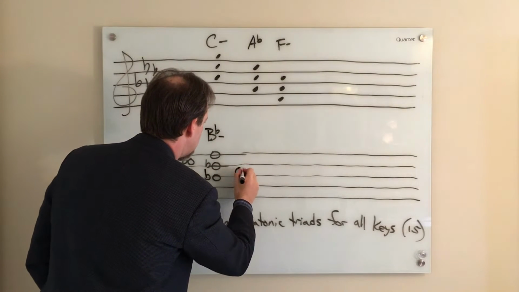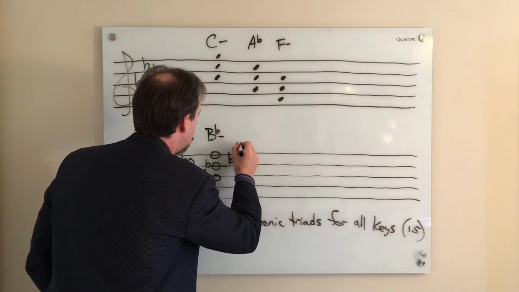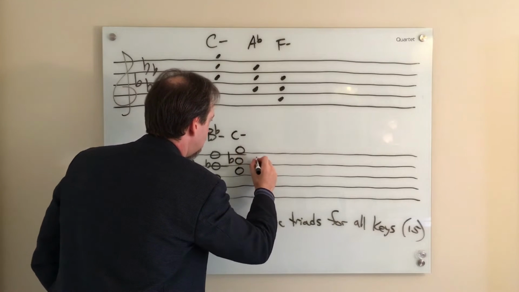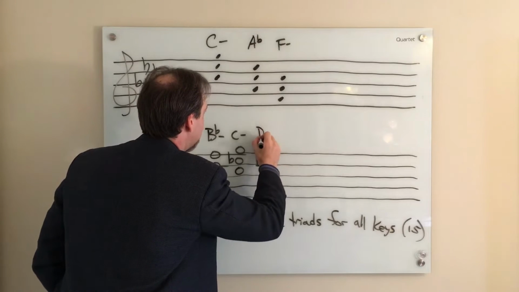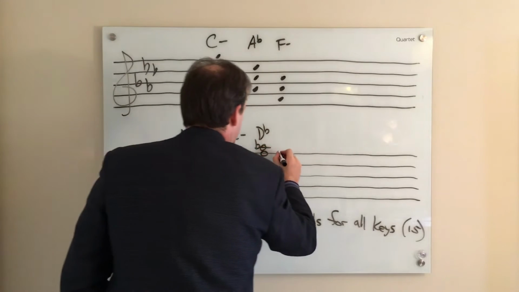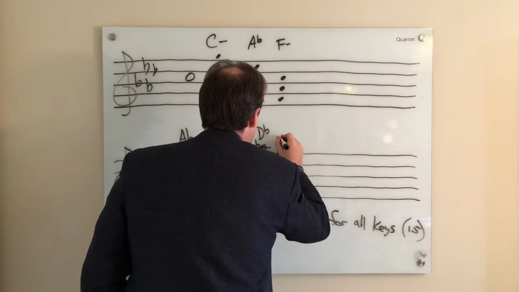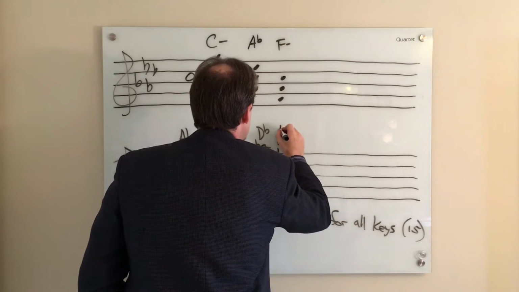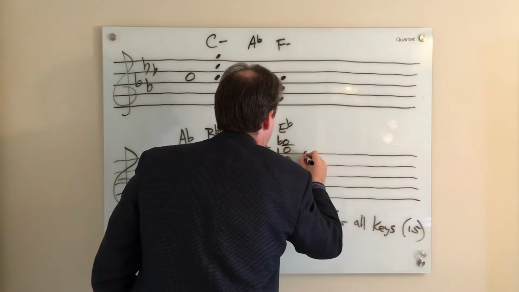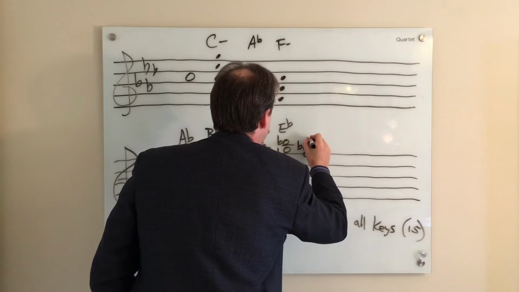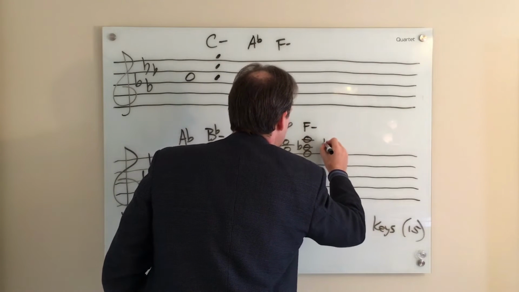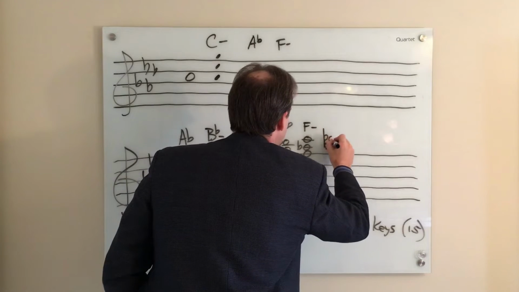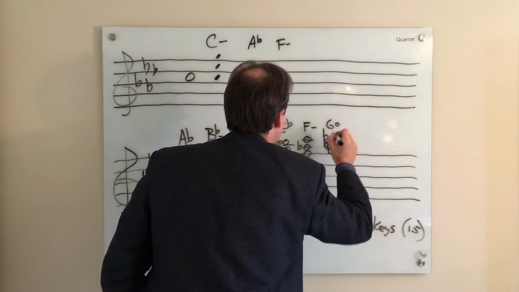We continue. C, E flat, G is a C minor triad. D flat, F, A flat is a D flat major triad. E flat, G, B flat is an E flat major triad. F, A flat, C is an F minor triad. And G, B flat, D flat is a G diminished triad.